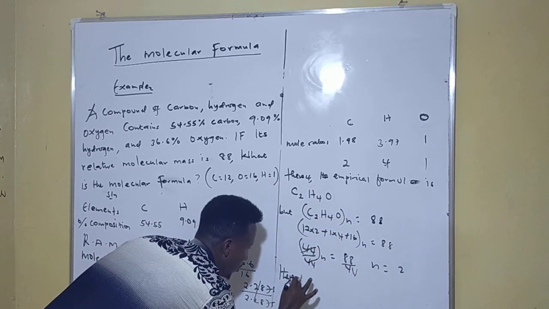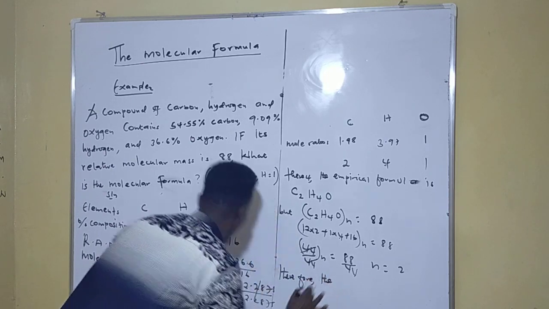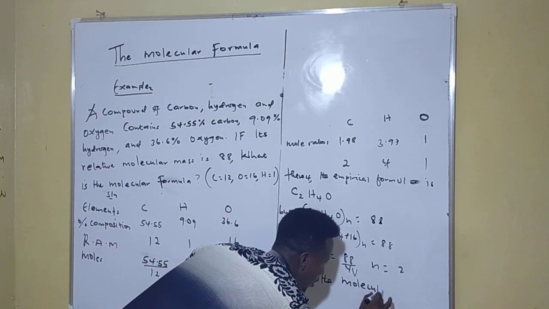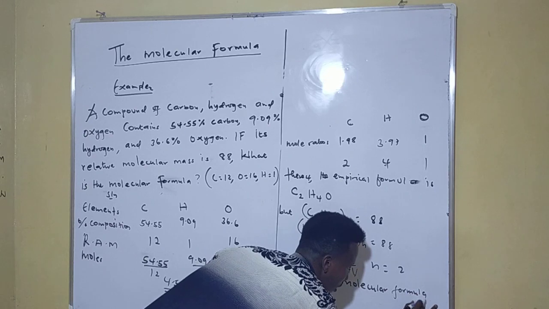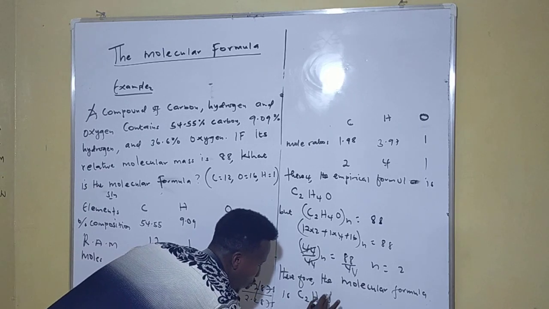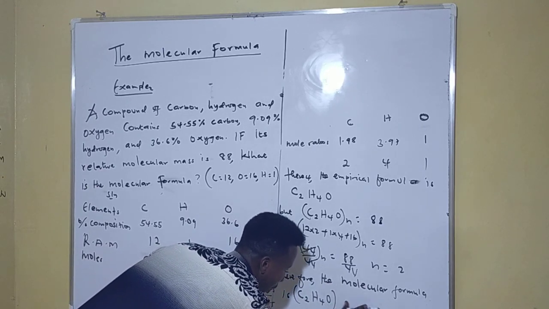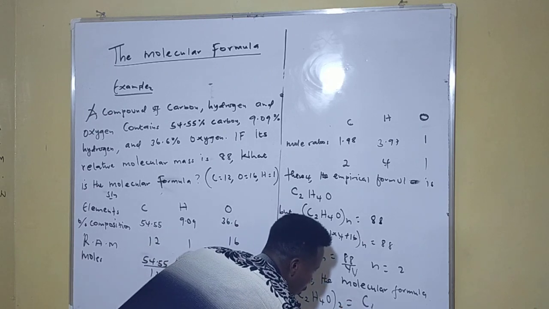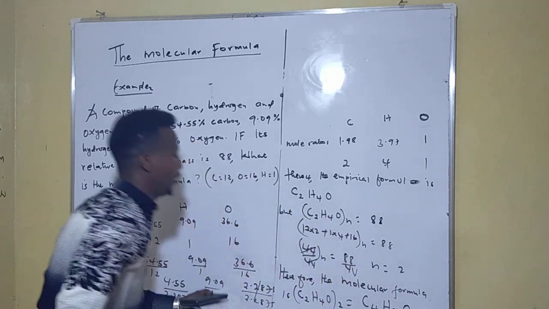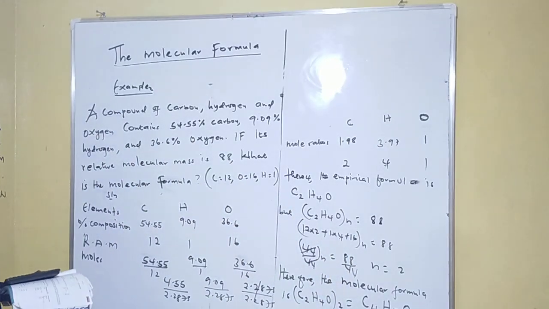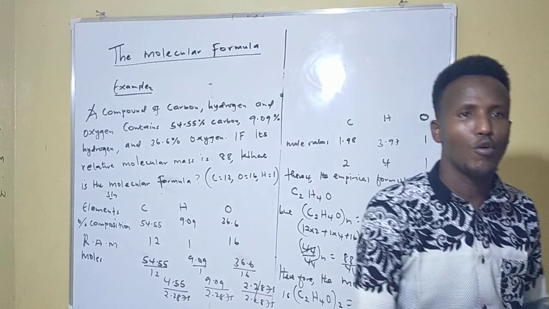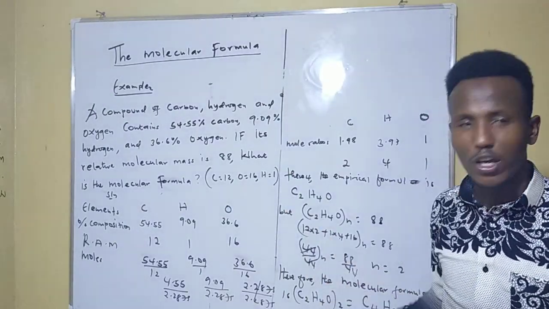Therefore, look up, come to this point. The molecular formula is C2H4O into 2, multiplied by 2, which is equal to C4H8O2. Okay, and that is the final answer for your information, guys. So can't you see now that the molecular formula is a multiple of the empirical formula.